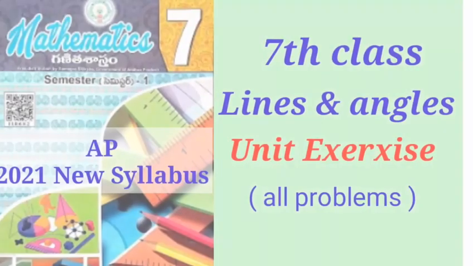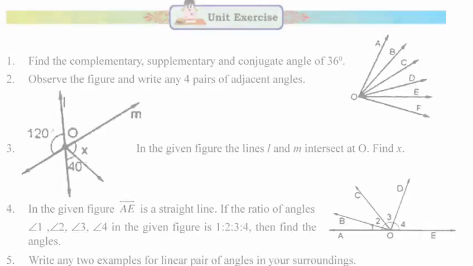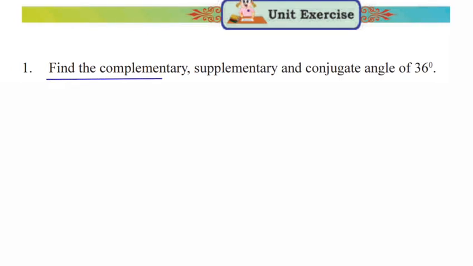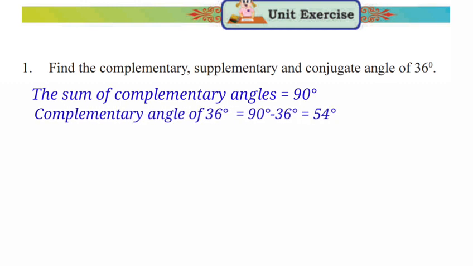Now I am going to explain 7th class, 4th chapter, unit exercise, first problem. Find the complementary, supplementary and conjugate angle of 36 degrees. The sum of the complementary angles is equal to 90 degrees. Then the complementary angle of 36 degrees is equal to 90 minus 36, that is equal to 54 degrees.